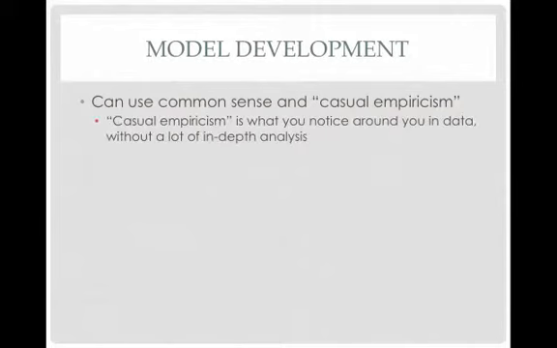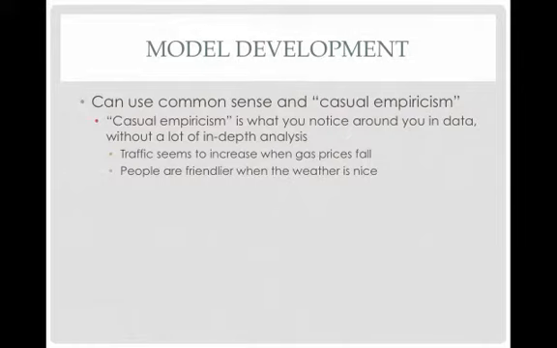Well, how do you come up with the right-hand side variables? You can use common sense and something that economists call casual empiricism. Casual empiricism is what you notice around you without a lot of in-depth analysis. So you might notice that traffic increases when gas prices fall, or you think it does. So that would be something that you could test. That could be a model. People are friendlier when the weather is nice. You could also think of ways to test that. So that's casual empiricism.